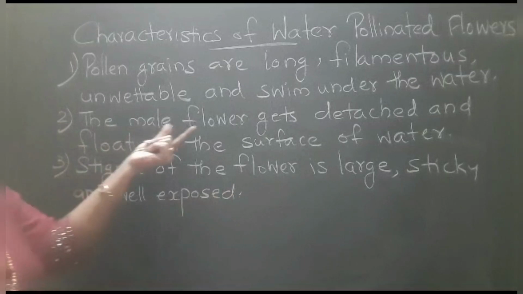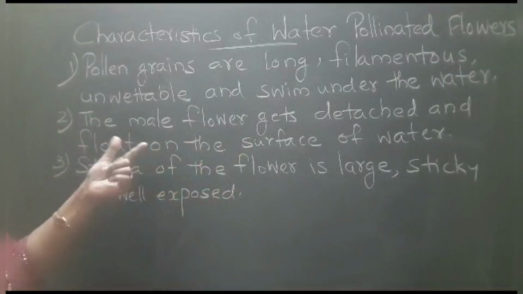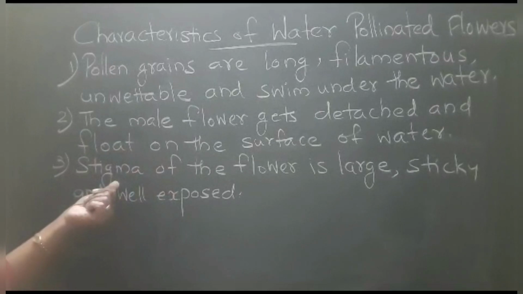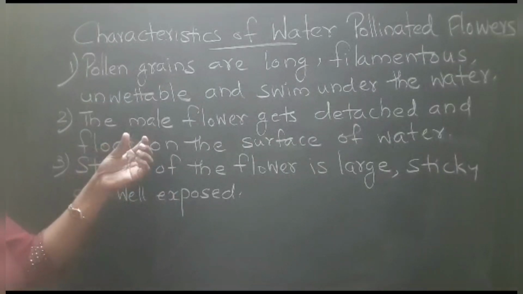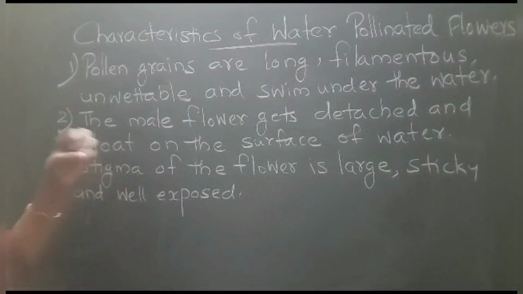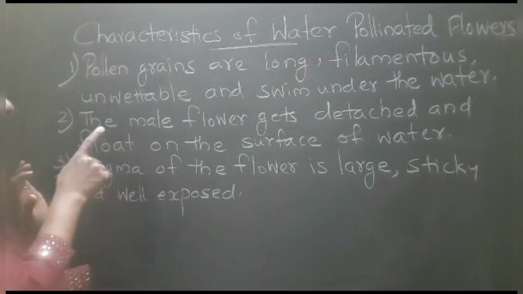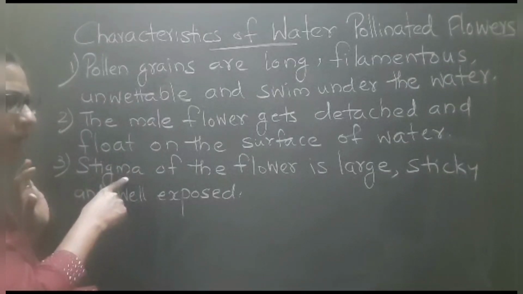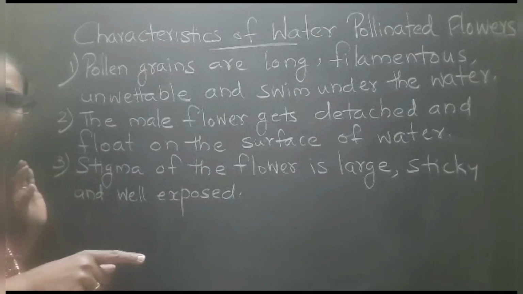Now the male flower gets detached and floats on the surface, and then comes in contact with the female flower. When they come in contact, this male flower will drop or shed the pollen grains onto the stigma of the female flower, and that is how pollination takes place.